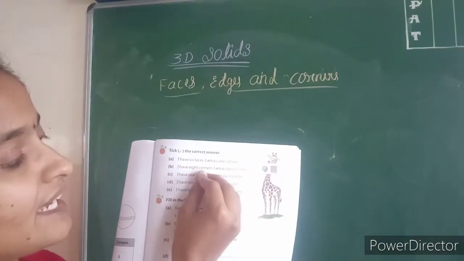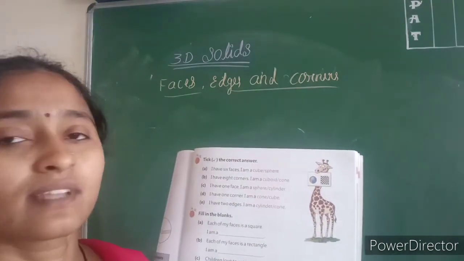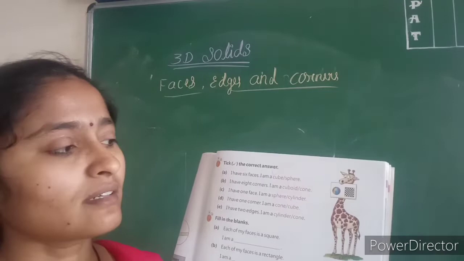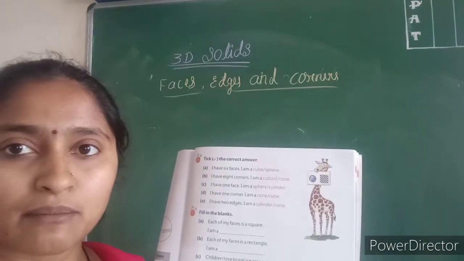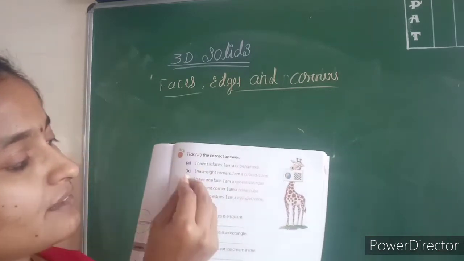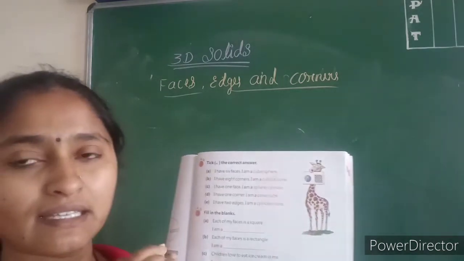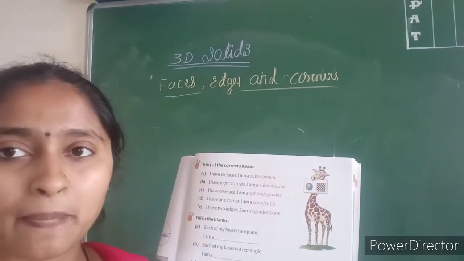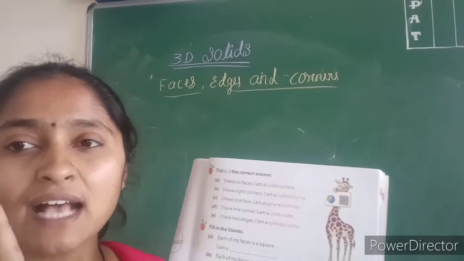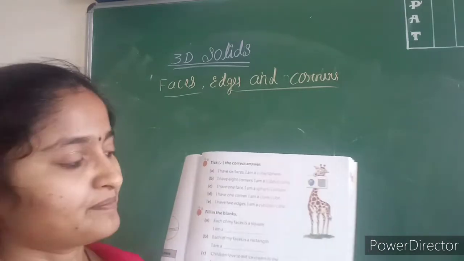Then, I have 8 corners. I am a cuboid or cone. Which has 8 corners? Very good. Cuboid has 8 corners. So tick mark the cuboid. Then, I have 1 face. I am a sphere or cylinder. Which has only 1 face? Very good. Sphere has 1 face. But cylinder has 3 faces.